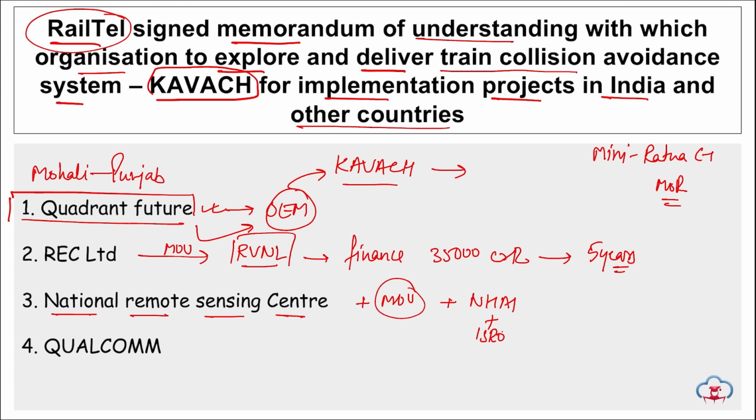So either of these can be given in the question, either ISRO or National Remote Sensing Centre, because this NRSC is an arm of ISRO only. This MOU is for 3 years, and it is basically to develop a green cover index for our national highways network, right? To provide a green cover index.